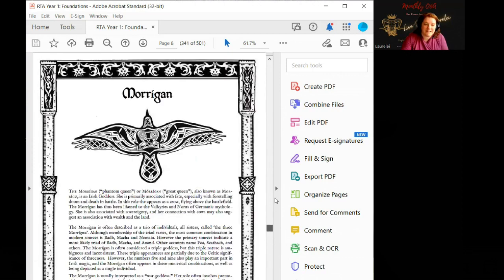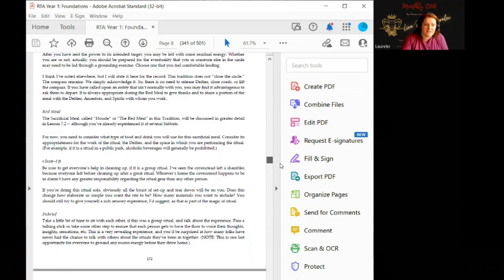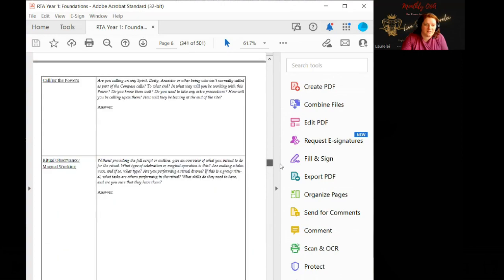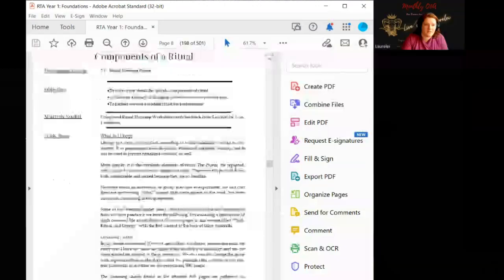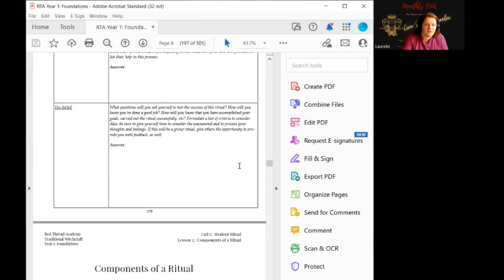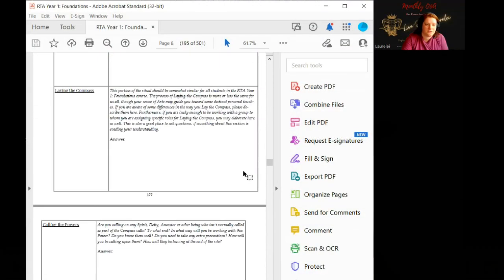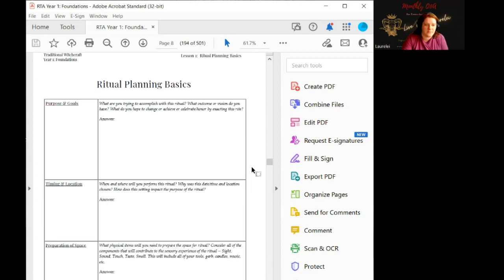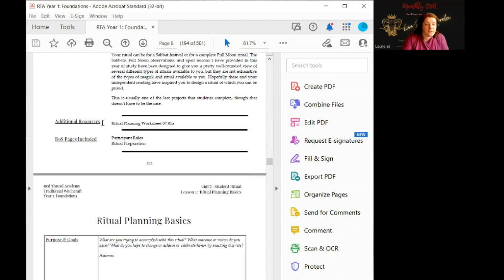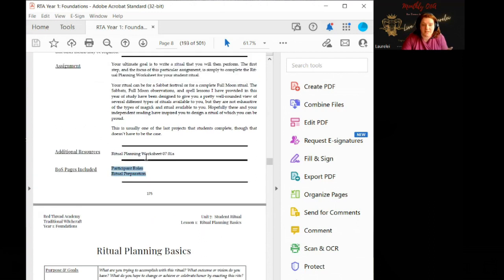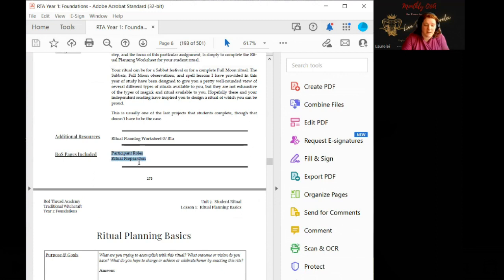So in the lesson assignments, where it says additional materials. Sorry, I'm just randomly picking a page. In additional resources, in this particular case, there's a ritual planning worksheet that's on the very next page. And then there are BOS pages that are included based on the topic that this lesson was about. And it'll just say participant roles and ritual preparation.